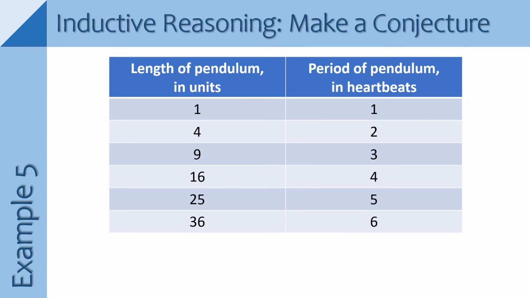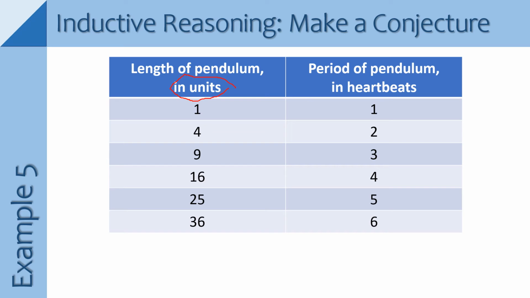So for you to understand, here is the table. For the first column, we have the length of the pendulum in units. That is what I was saying a while ago: 1 unit is equal to 10 inches. So 4 units means 40 inches. 9 units means 90 inches. 16 units is equal to 160 inches. 25 units is equal to 250 inches, and 36 units is equal to 360 inches.